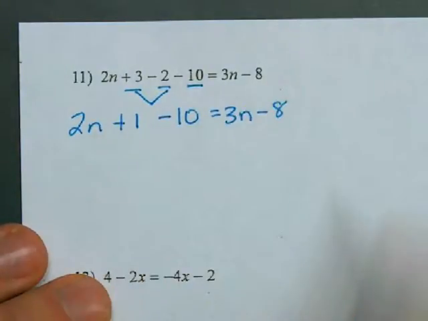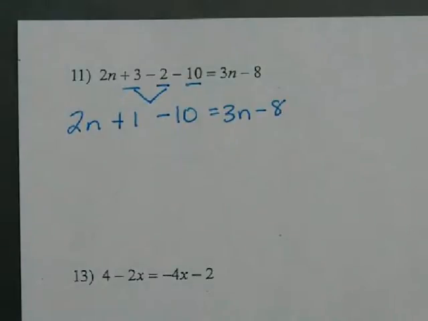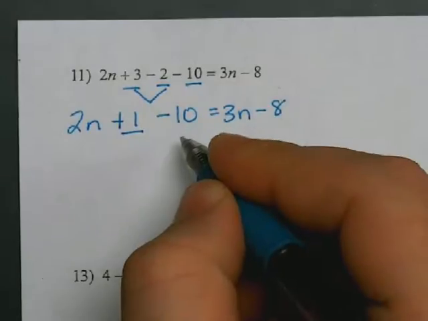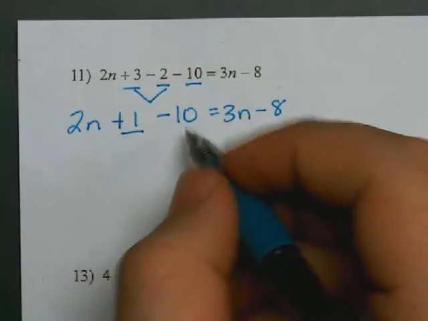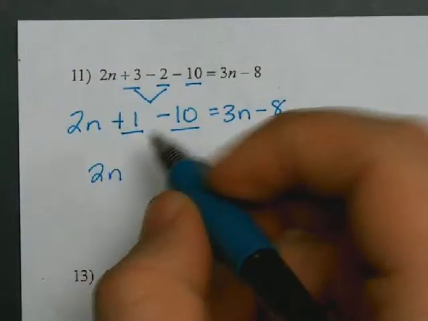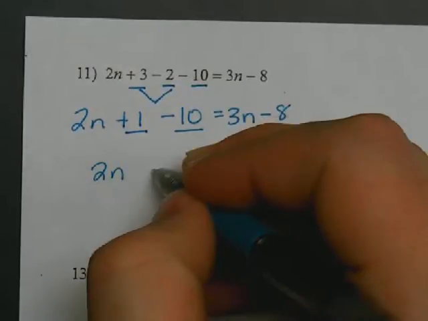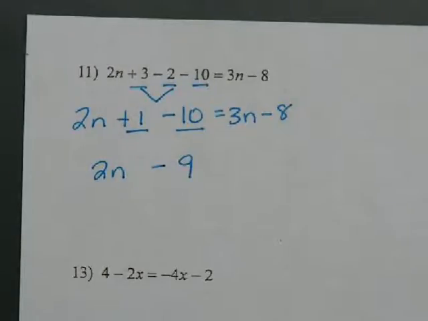Now notice what I did there. I didn't just try to combine them all at the same time. I'm sure many of you could do that, but again, let's just take our time with it. So we have, and then now I can combine this 1 and this 10, so I have 2n, and if I have $1 and I lose 10, then that is going to take me to negative 9. 1 minus 10 would give me negative 9.